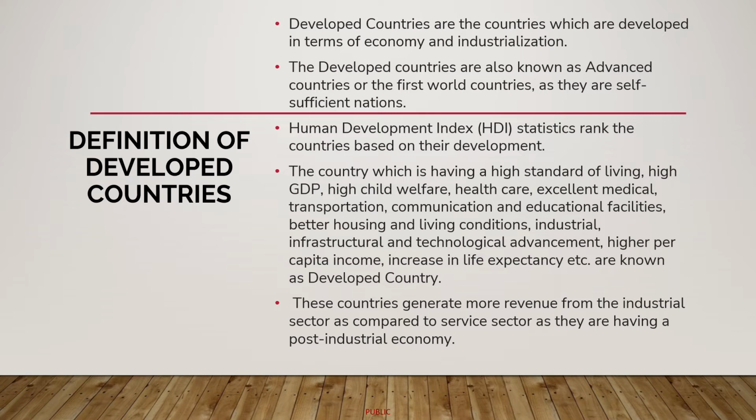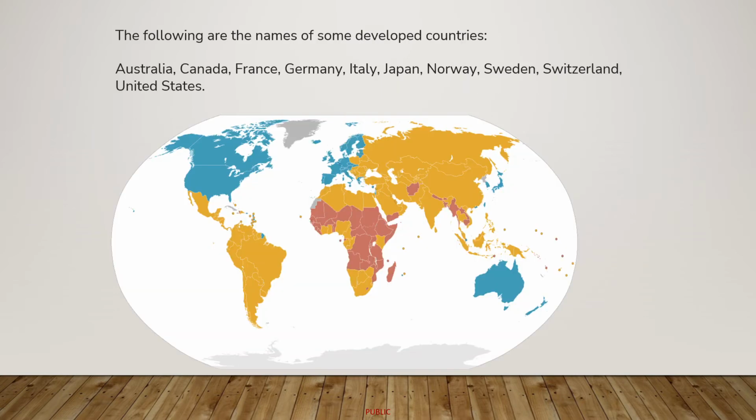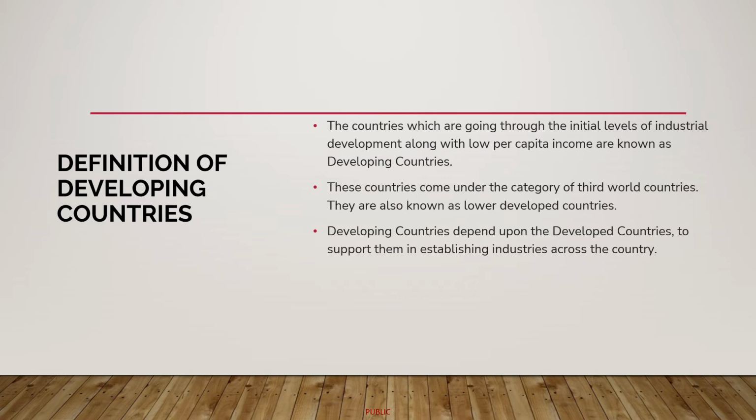But these countries generate more revenue from the industrial sector as compared to service sector as they are having a post-industrial economy. The following are the names of some developed countries. You can say Australia, Canada, France, Germany, Italy, Japan, Norway, Sweden, Switzerland and United Nations. These are developed countries. Now moving towards the definition of developing countries.